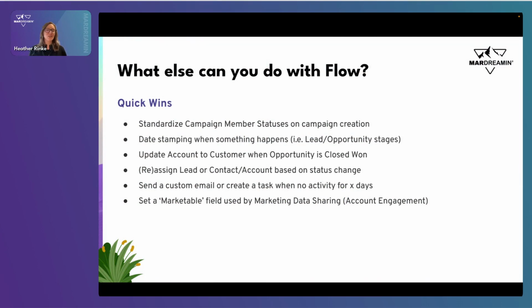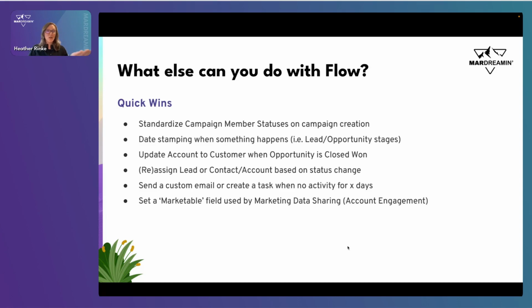So here are some things to get started if you haven't built a flow before. For example, standardizing campaign member statuses on campaign creation. This happens, right? We create a webinar campaign, and the standard statuses are Sent and Responded. Those aren't very ideal. So maybe we want to standardize those so that every time a campaign gets created with a type of webinar, we're making sure that we have the right statuses and not relying on somebody to do those manually.